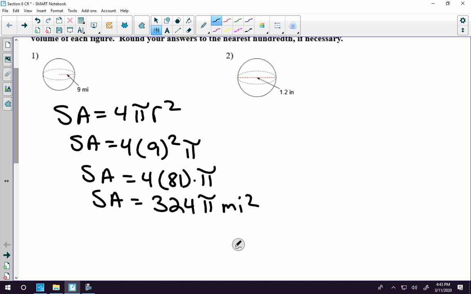If you'd like to convert that, you can take 324 times pi, or 324 times 3.14. I like to leave the values in terms of pi. That's how much leather it would take to make that basketball.